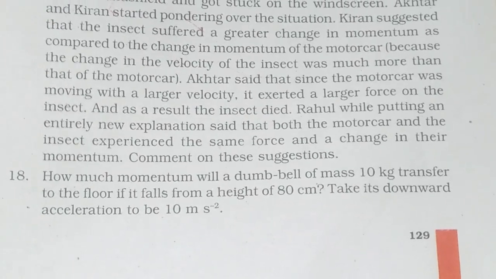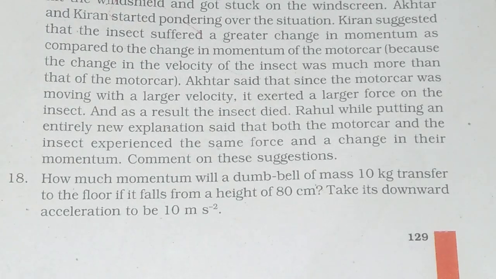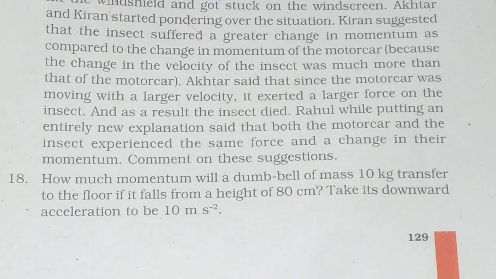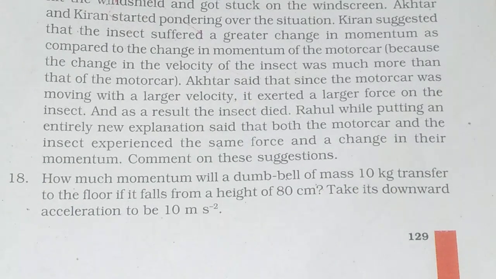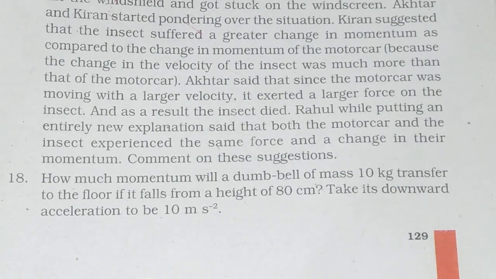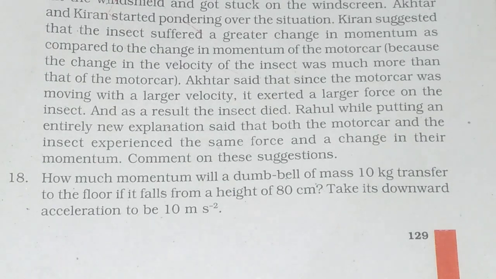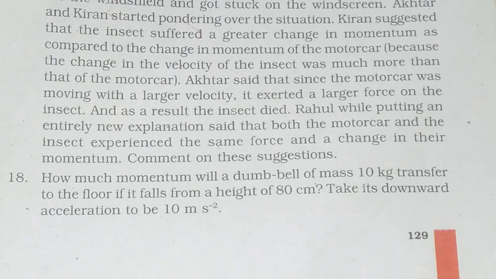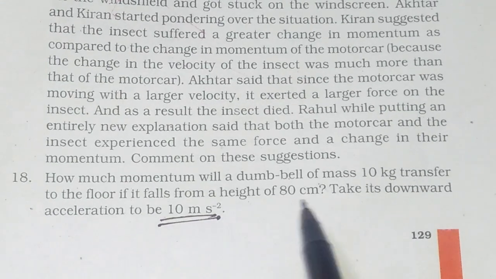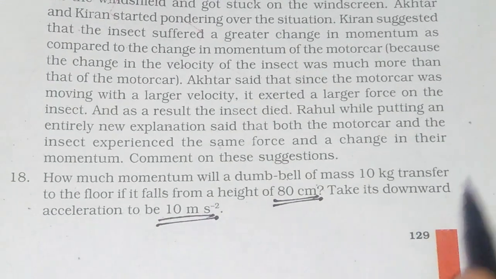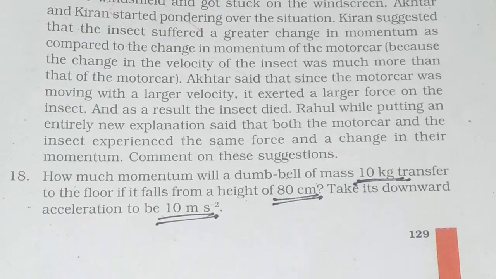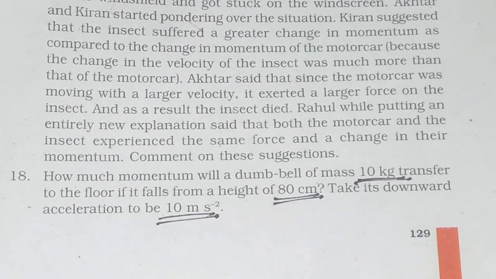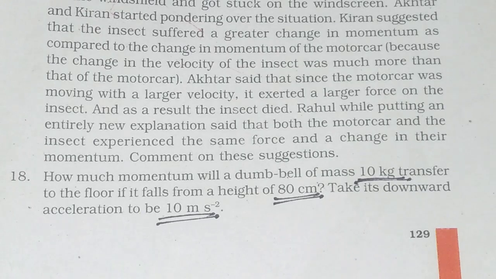Coming to the 18th question. How much momentum will a dumbbell of mass 10 kg transfer to the floor if it falls from a height of 80 centimeters? Take its downward acceleration to be 10 meters per second square. So the height is 80 centimeters, the mass of the dumbbell is given as 10 kg, and the acceleration is given as 10 meters per second square. We have to find out the momentum of the dumbbell.